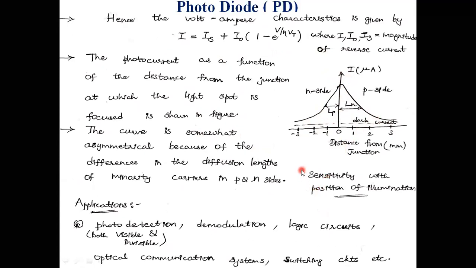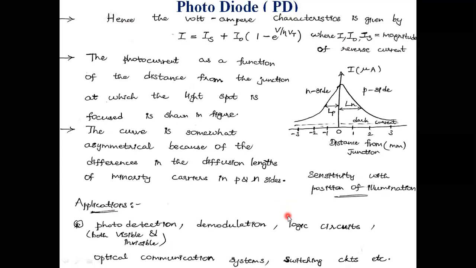The applications of this photodiode: it is mainly used for photo detection purposes. On the demodulation side, it is used in logic circuits. It can be applied in two types, in the visible state or the invisible state. It is used in optical fiber communication systems, and also in switching circuits. This is about the PN photodiode.